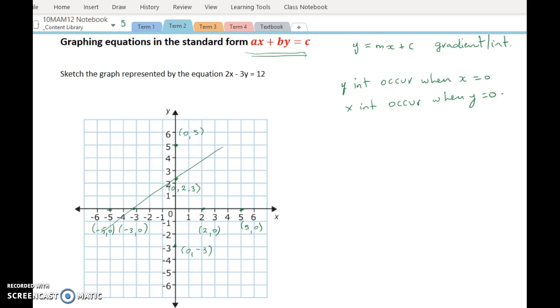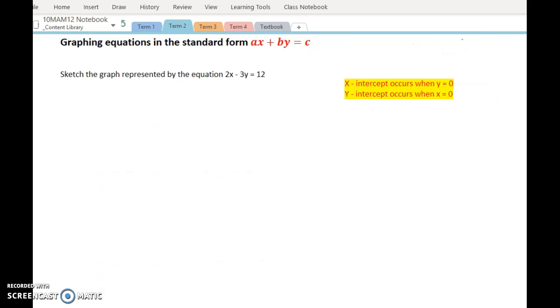Now I'll pause the video and tidy the screen and continue in a sec. Okay, I've tidied up the screen now, and we're going to see if we can graph this equation of 2x minus 3y equals 12. And this is, as you can see, in the standard form. So we're going to use this first bit of information, where the x-intercept occurs when y equals 0, in order to find our x-intercept. So this is the way we set it out.